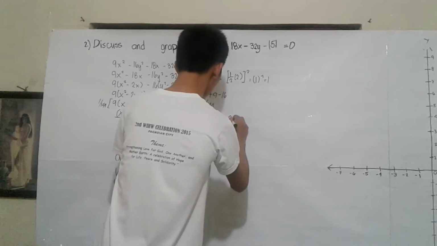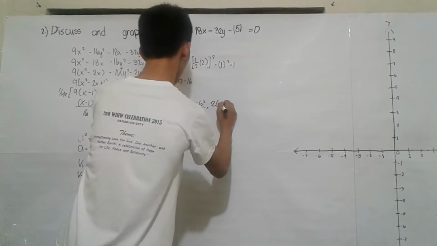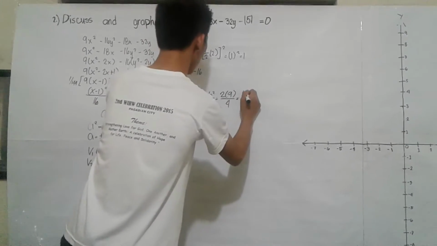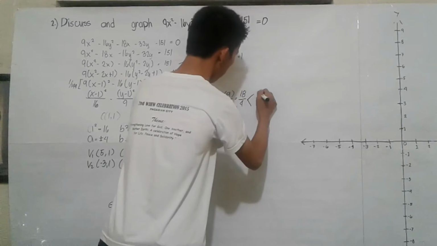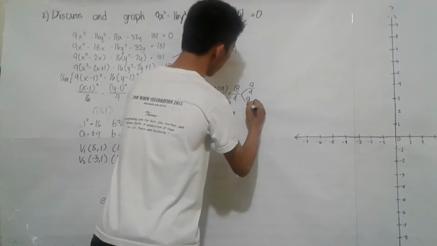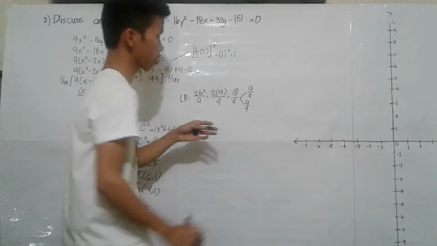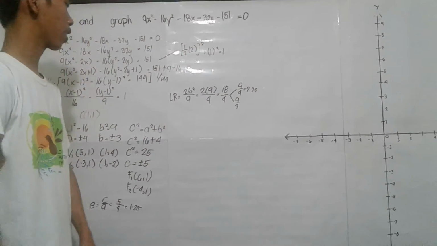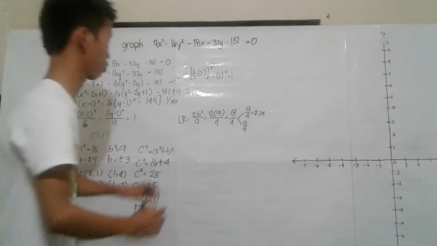LR is equal to 2b squared over a is equal to 2 times 9 over 4 is equal to 18/4. Then simplify it, so it will become 9 over 2. So the value in decimal form is, I think, 4.5 if I'm not mistaken. So next, we find our endpoints of the latus rectum.